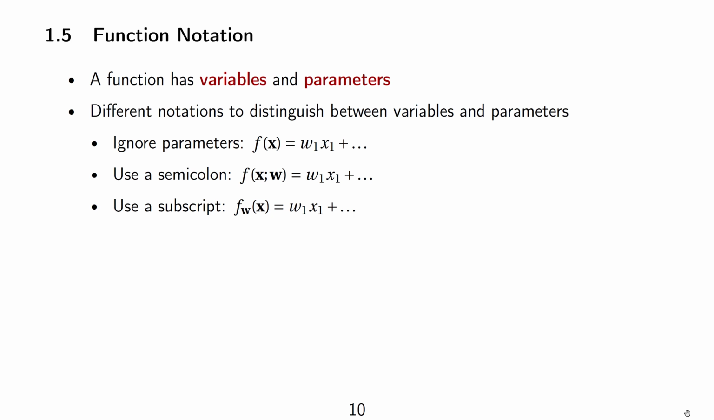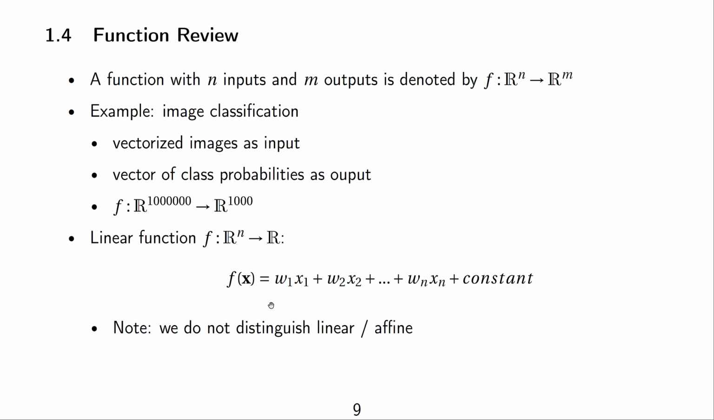There are multiple ways to write a function, and what I do is I use this term variables and parameters. So a function itself has variables and parameters. And there's different notation to distinguish between the variables and the parameters. So maybe I'll just go back to this linear function here. The input vector is this vector x, so the variable is this vector x, or the components of this vector x, and the parameters of the function would be this w1, w2 to wn, and the constant.